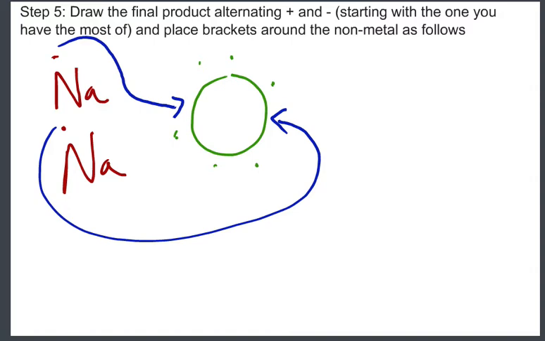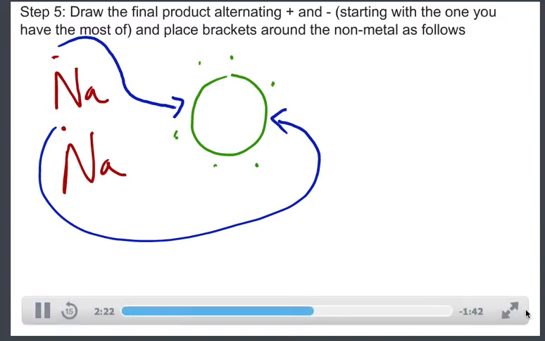Now when you do this, you alternate the positives and negatives. You always start with the one you have the most of. In this case, we have sodiums, which have a 1 positive charge. Because remember, an electron has a negative charge, so if you give one of those up, you become more positive. So the sodium giving up 1 electron is going to take on a 1 plus charge, each of those sodiums. The oxygen, on the other hand, because it's taking in 2 electrons, is going to take on a 2 negative charge. So here's what we do.